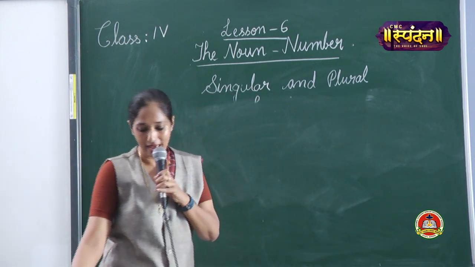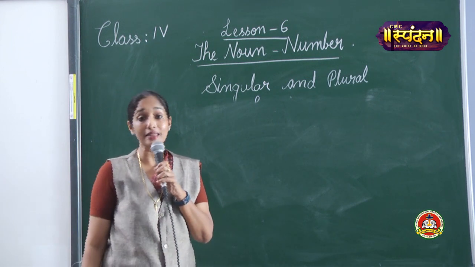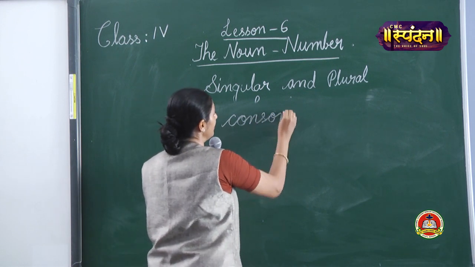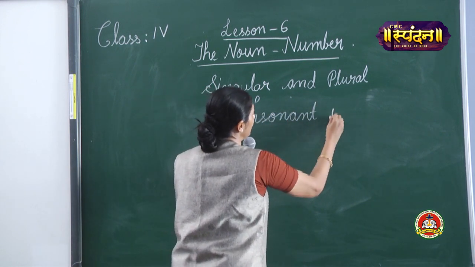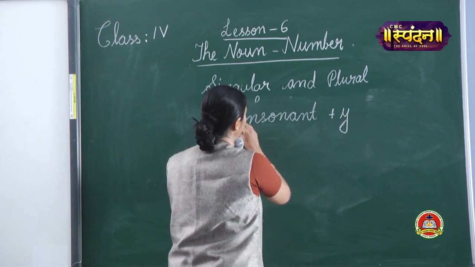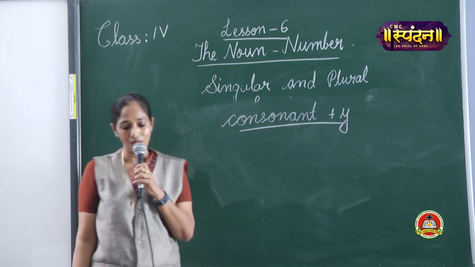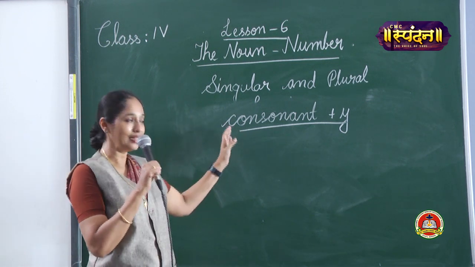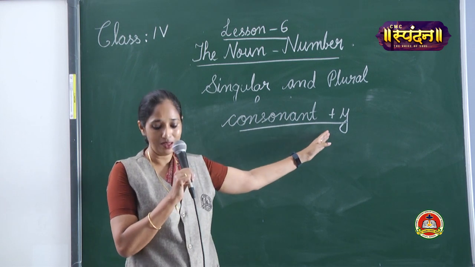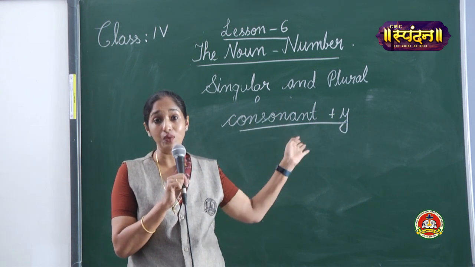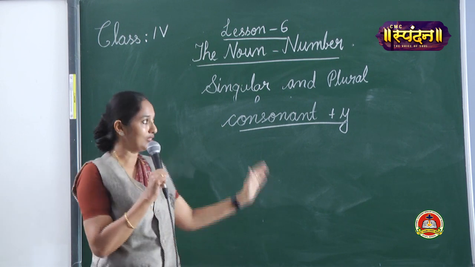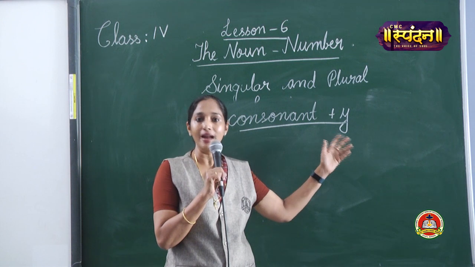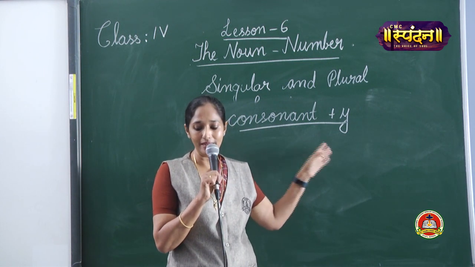If a noun ends in a consonant plus y, what are we supposed to do? If a noun ends in a consonant plus y, we drop that y and we add ies. You are supposed to remove that y from the word and we add ies. Let's have a look at the examples.